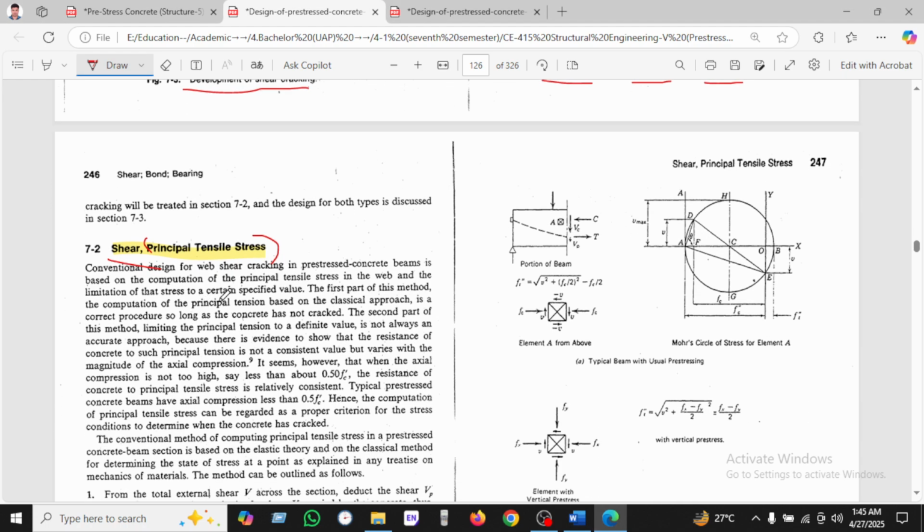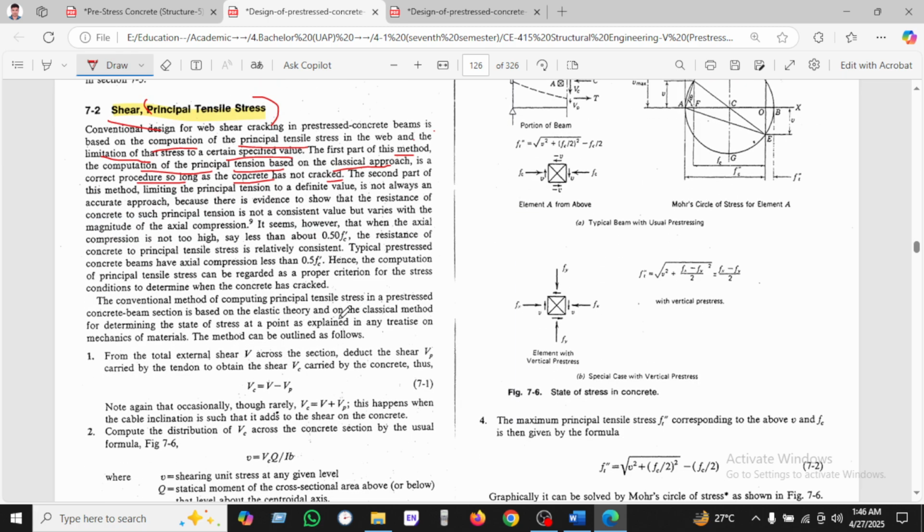Okay, so conventional design for web shear cracking in a prestressed concrete beam is based on the computation of the principal tensile stress in the web and the initial stress of the certain specimen below. So the first part of this method is to compute the principal tension based on the classical approach. This is a correct procedure so long as the concrete has not cracked. Okay, concrete will not be cracked.